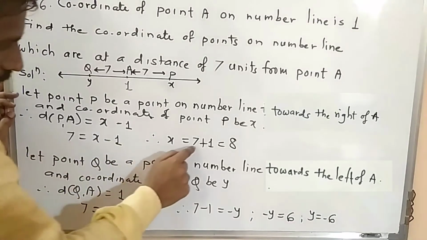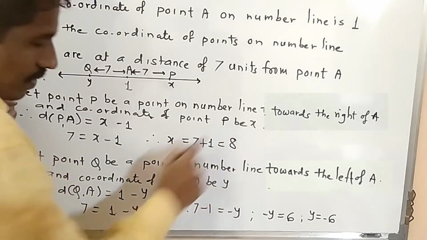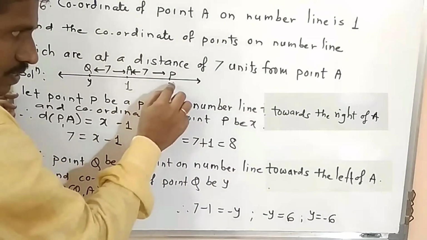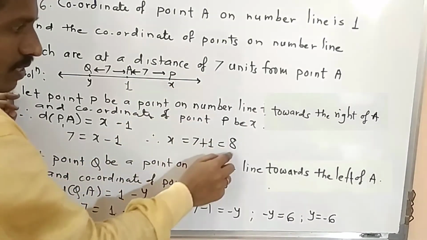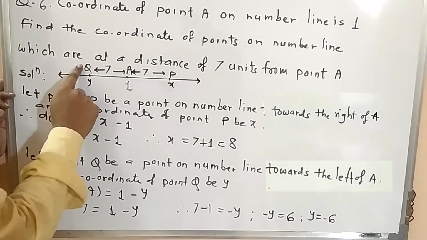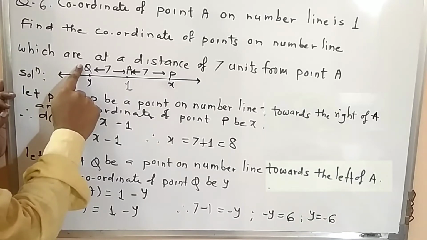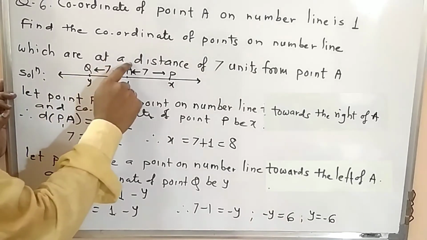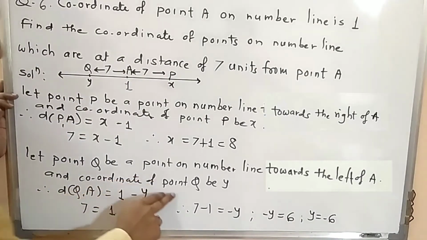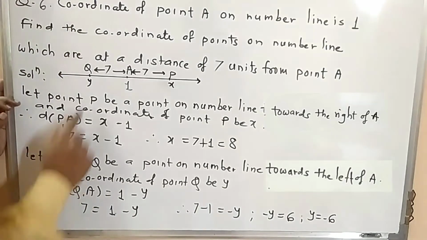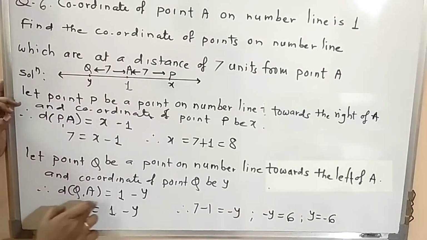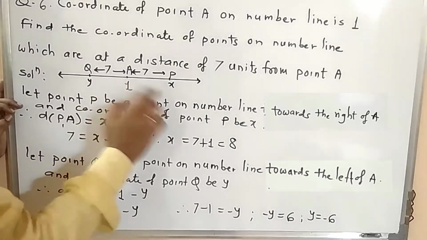So what will I get? X is equal to 7 plus 1, that is 8. So the point which is on the right hand side of point A, the coordinate is 8. Now let Q be the point on the left hand side at a distance of 7 units from point A. Let the coordinate of point Q be y. Now the distance between point A and Q is how much? 7. Distance QA is equal to greater coordinate minus smaller coordinate.